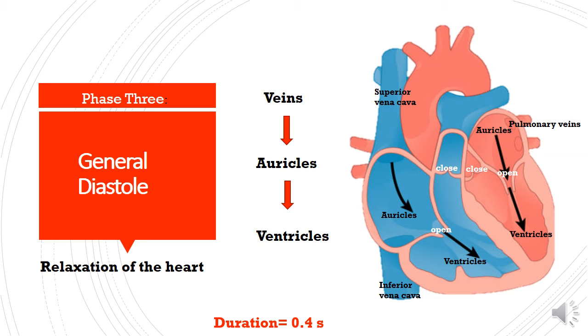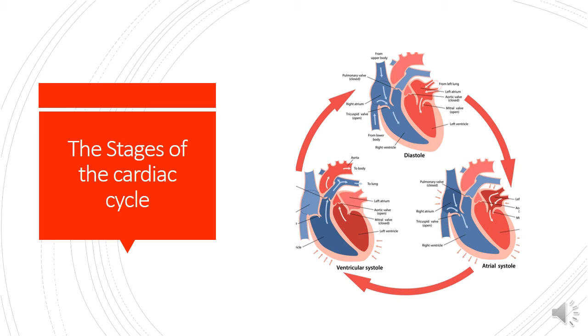So general diastole means the relaxation of the heart. We have no contraction of the heart. We have the blood slowly flowing back into the heart through the veins known as superior and inferior vena cava, and pulmonary veins. They flow into the auricles through the tricuspid and bicuspid valves into the ventricles, while the sigmoid valves are closed. So these are the three main stages of the cardiac cycle. Remember, it's a cycle because it repeats again and again.